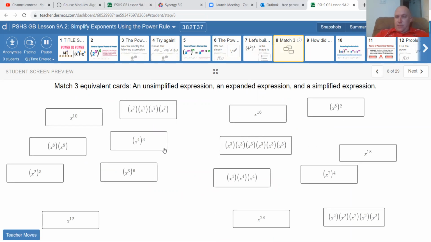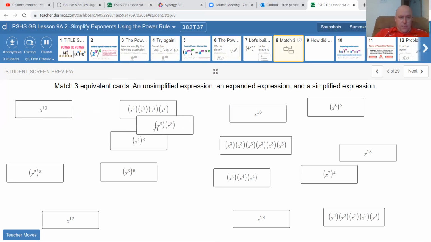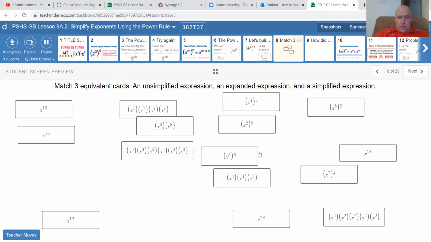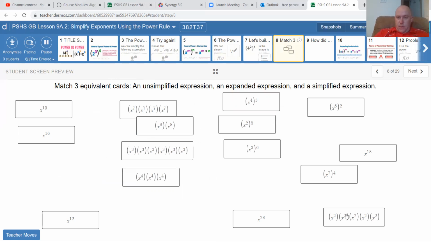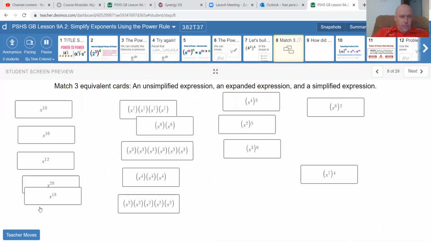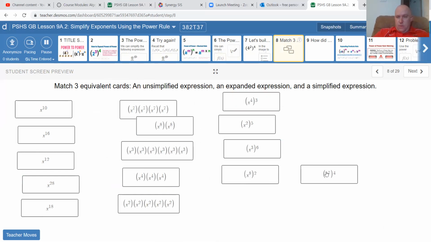And then now we have a little matching exercise. So sometimes they'll have the answers written in different forms, and you'll actually have to compare the two things. Now, I'm not sure how many of these actually match up. Oh, match 3 equivalent cards. I guess reading would always be a good idea. It says there's an unsimplified expression, an expanded expression, and a simplified expression. So as often is the case with these, perhaps it would be easier if I actually put these in some sort of order and made them kind of look the same here. So I'm doing the expanded ones in the middle, where I'm multiplying things together. I'm putting all the answers on one side, and I'm putting my power to the power on the other side.